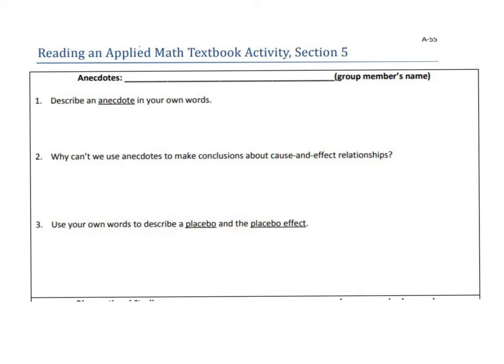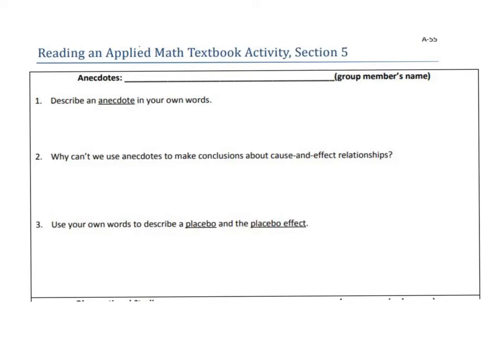All right. So section 5, there's a page of some information on causality that you need to read. It gives you some vocabulary. And then on this page, obviously, you're not in some groups, so you can't do this. So I'm just going to go through the definitions. It says describe anecdote in your own words, and you don't have the book to look these up anyway.